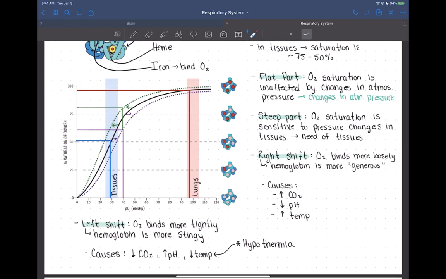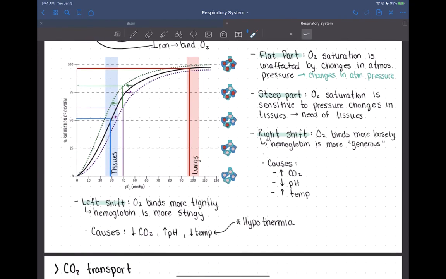This is caused by things that signal distress or intense activity in the tissues. If there is carbon dioxide increasing, building up in the tissues, that will cause this. If there's a decrease in pH, that will cause a right shift. Also, an increase in temperature, because more cellular respiration produces heat, could also shift this curve to the right. Then your body knows you're more active, you're doing more cellular respiration. That means the blood needs to get you more oxygen, so it shifts that curve to the right.